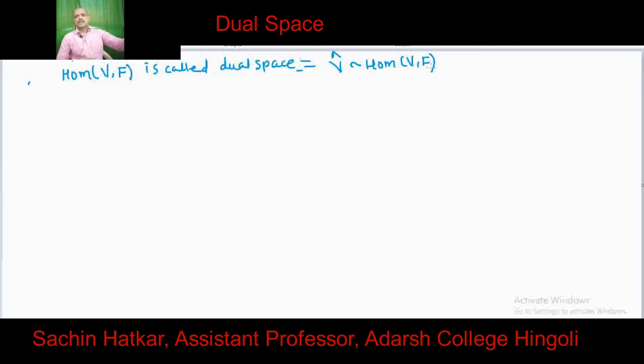Now we are going to define the basis of a dual vector space. We know that a basis of a vector space is a set S consisting of linearly independent elements such that the linear span of S equals V. As the dual space is also a vector space, it has a basis. Then what will be the basis of the dual vector space?